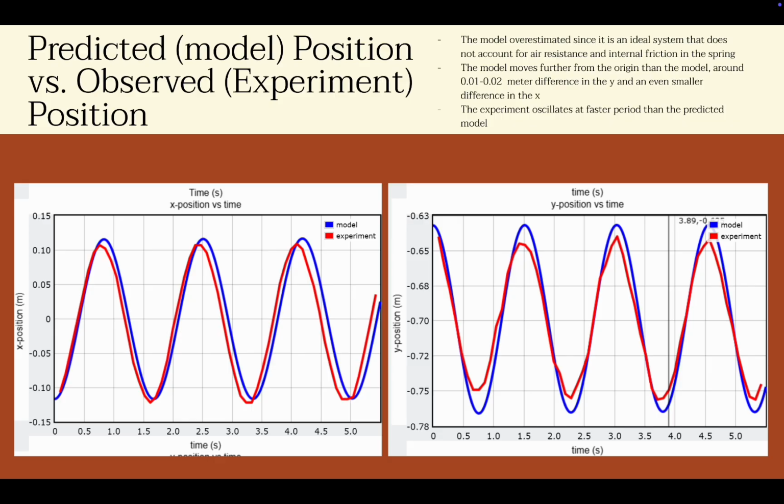Using this information from our data, we can now analyze the predicted model's position versus the observed experiment position. It was found that the model overestimated the position. This is because it is an ideal system that does not account for air resistance, internal friction in the spring, and any other possible outside forces at play. It was also found that the computational mass moves further from the origin than the experiment, around a 0.01 to 0.02 meter difference in the y-axis and an even smaller distance in the x-axis. It was also found that the experiment oscillates at a faster period than the predicted model.